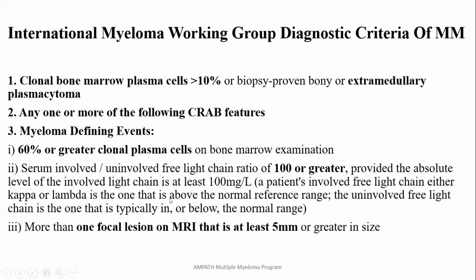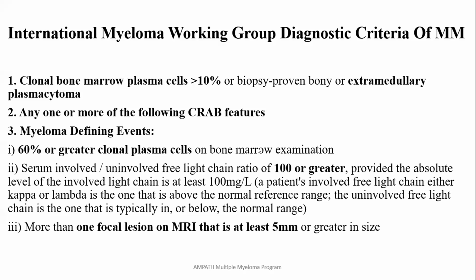Because by the time a patient has 60%, almost always there is a focal lesion, which I talked about, on an MRI, of at least 5 millimeters or greater in size. This is very important, especially at those pre-malignant stages. You may pick this as the only guide that this patient can be started on treatment. And then the kappa to lambda ratio: if you have a ratio of greater than 100, it is sufficient to start that patient on treatment.